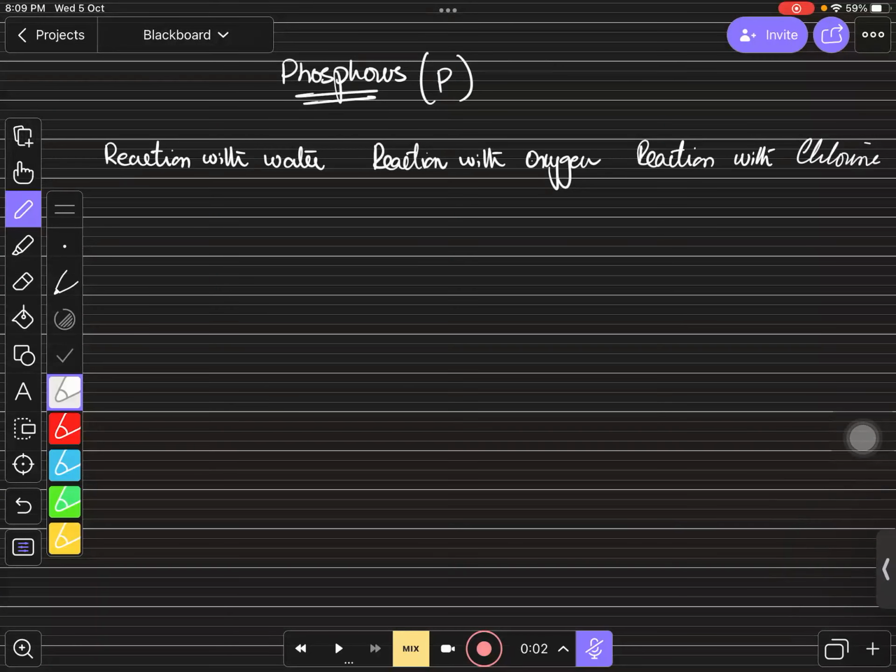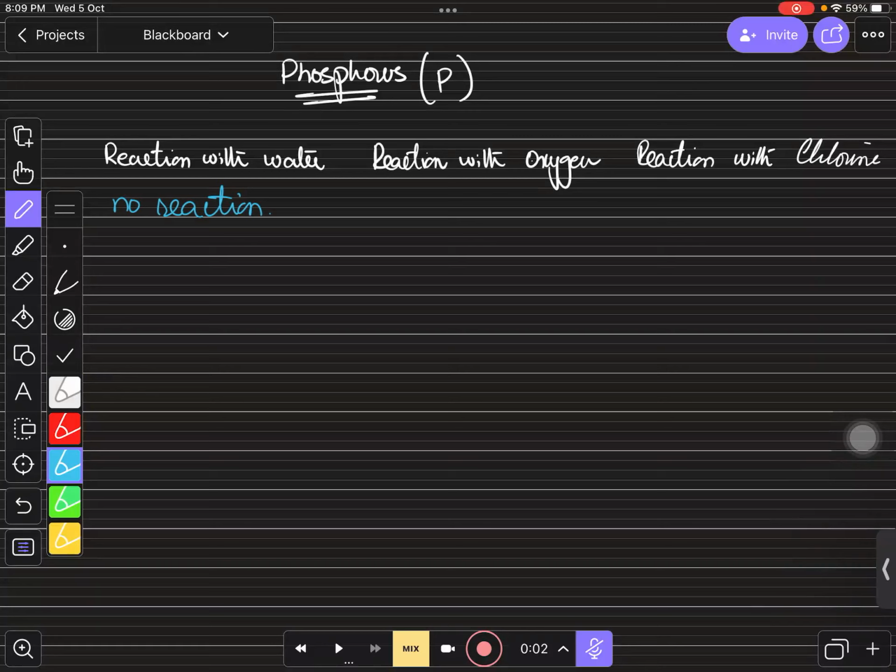If you talk about the reaction of phosphorus with water, so bacho, there is no reaction, right? Phosphorus cannot react with water or even with steam, no reaction. So you can say that no reaction with water or steam, right? But definitely when you react it with oxygen, it will burn. It can produce two different compounds.